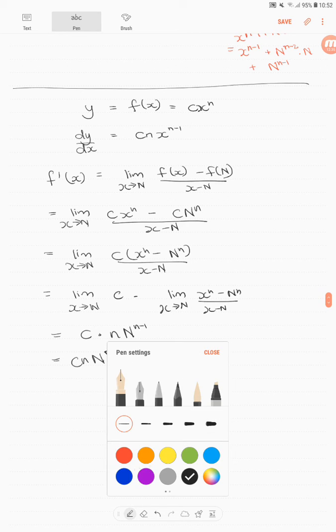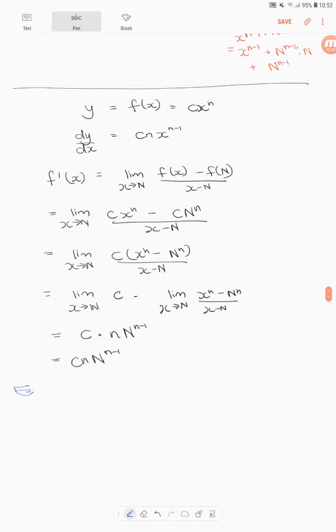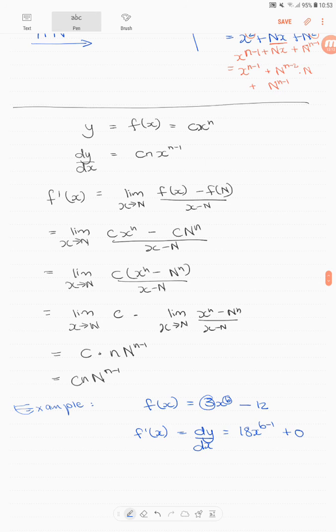So as an example, if we have the function f of x is equal to 3x to the power of 6 minus 12, the slope of this function, or the derivative, will be equal to 6 times 3, which is 18, x to the power of 6 minus 1. There's no x with minus 12, which means it's a constant. A constant's derivative is equal to 0. So the derivative of this function is 18x to the power of 5.